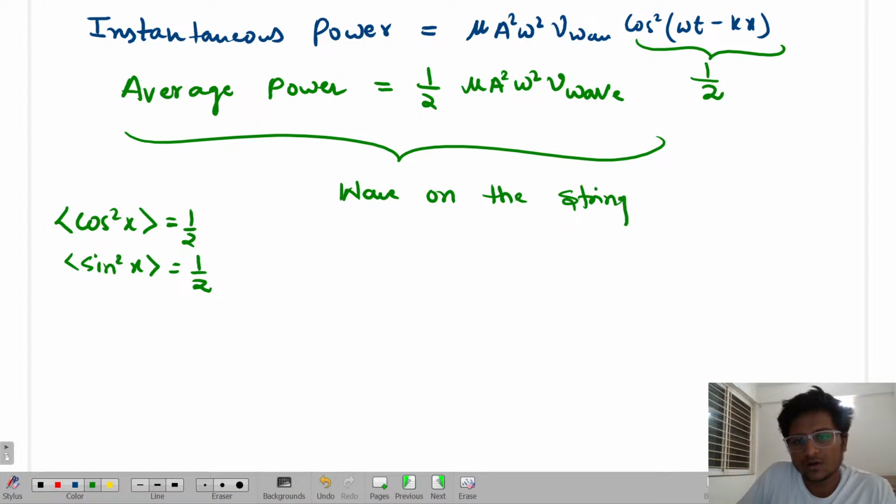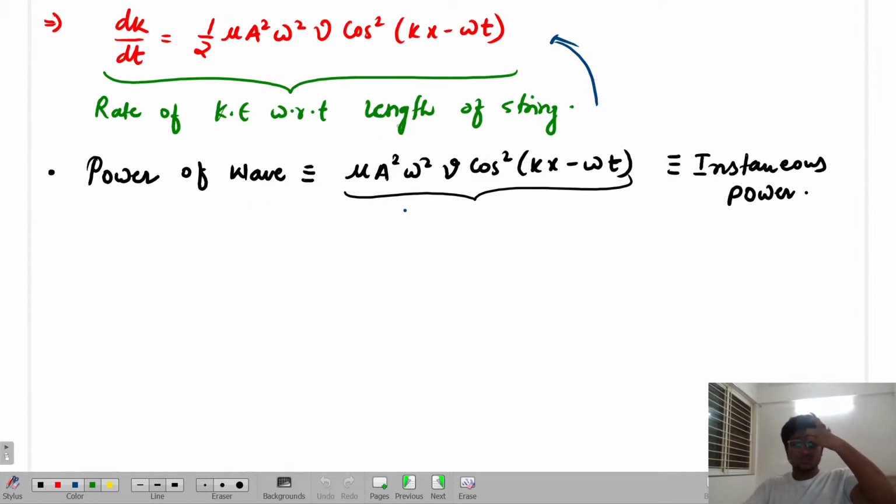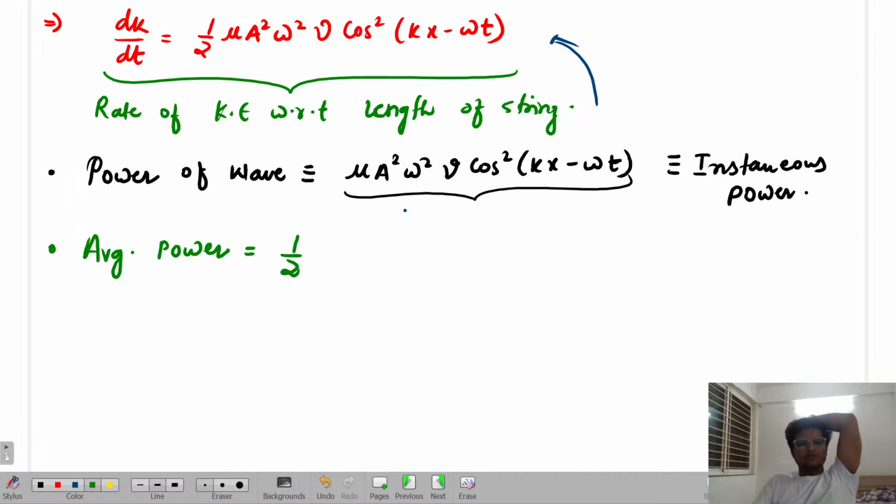Are you able to get me or not? Now you got the idea how I wrote this relation. The power of the wave is the instantaneous power, but the average power is exactly equal to half of the instantaneous power, which is half of mu a square omega square velocity of wave. Are you able to get me or not?